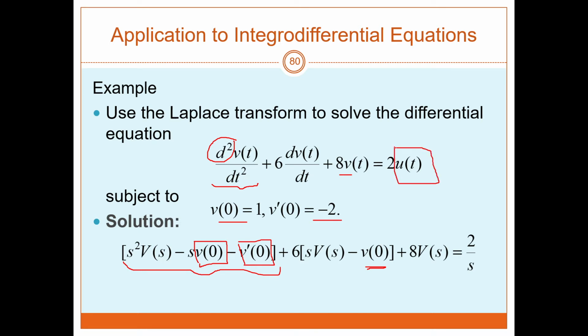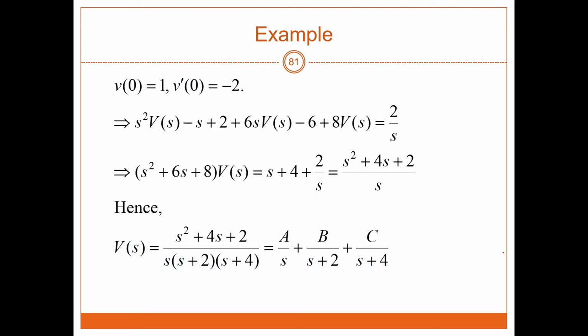Okay, according to the table, u(t) is equivalent to 1 over s. So this is it. Now we have changed into the frequency domain. Now we substitute the values of the first derivative, the initial condition, and also the second one, and then we substitute the initial conditions, and then we proceed with V(s).